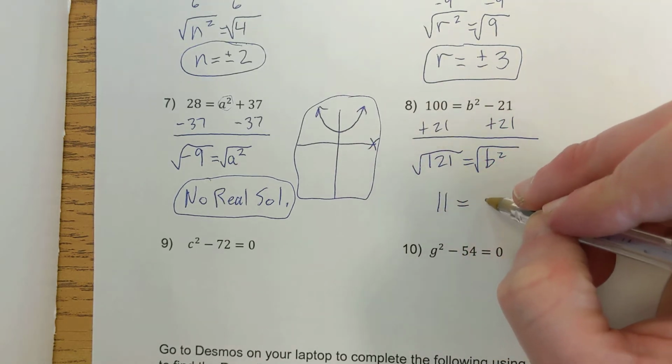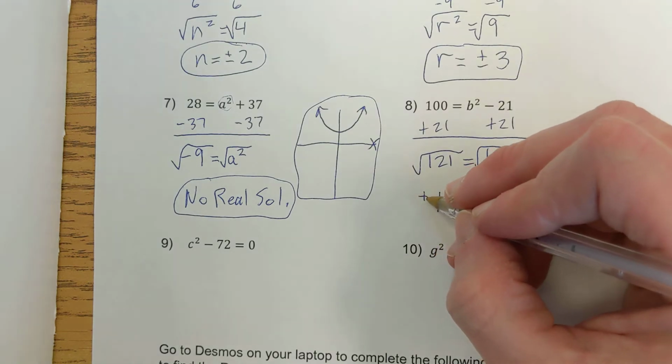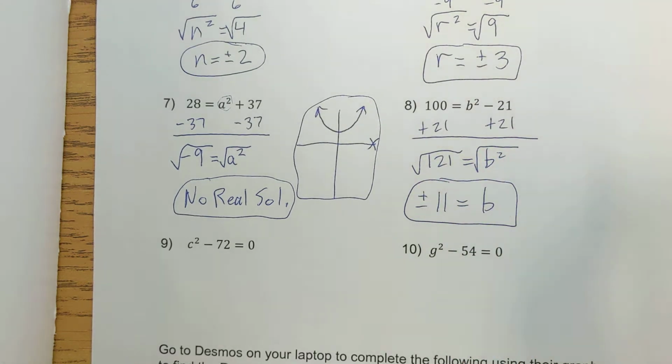Square root of 121 is 11, and so we have to account for positive or negative. So there you go. There is number 8, 7 and 8 right there.